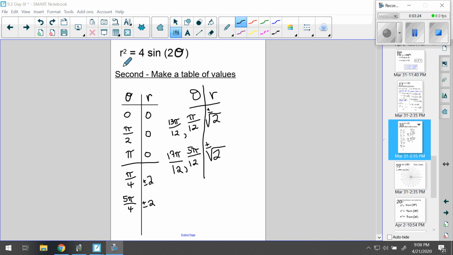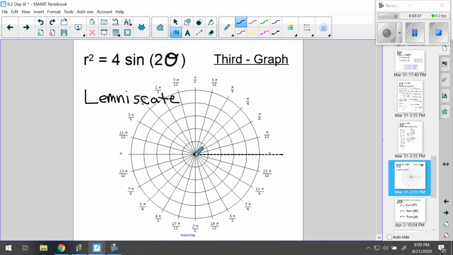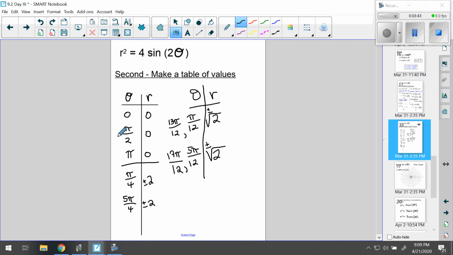Also keep in mind that for this one, since it's r squared, whatever value you get after doing this computation, you want to take the square root of that. So that doesn't change anything for 0 because the square root of 0 is 0. Anyways, we can go to our graph and start with 0 as our point right at the pole. If you try something simple like pi over 2, 2 times pi over 2 is pi, and sine of pi is also 0, so you get 0 again.